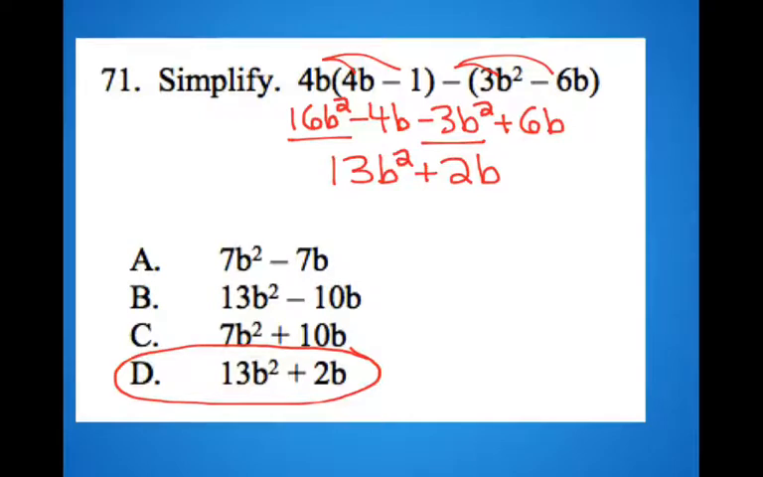71, you want to do some distributing. So you distribute really well. You want to make sure that you distribute the negative sign as well. So negative times a negative gives you that plus 6b, and then combine like terms. When you're adding and subtracting like terms, you don't touch the variables at all. You're just carrying them along for the ride.